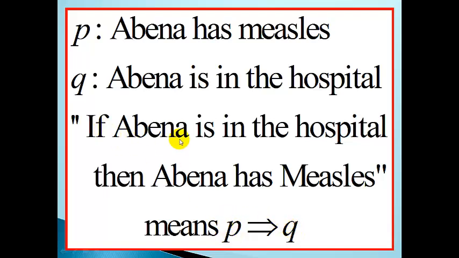This can be written as: if Abena is in the hospital, that is statement Q, then Abena has measles. This means P implies Q. That is, Q is true only if P is true.